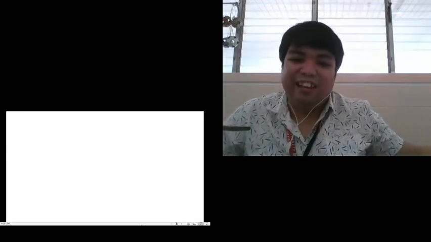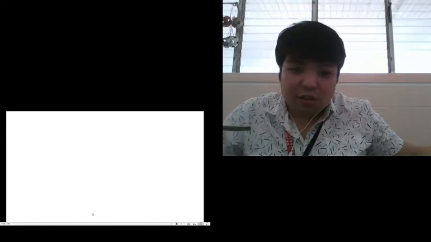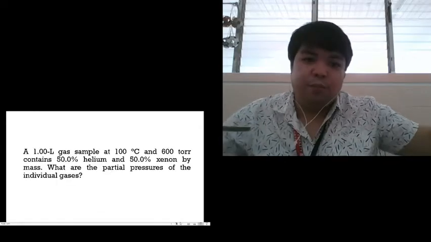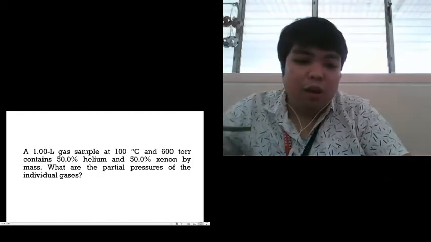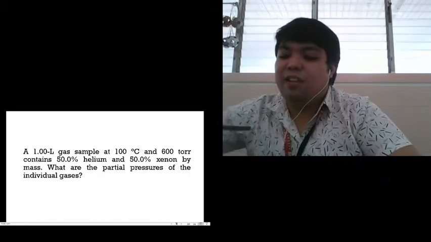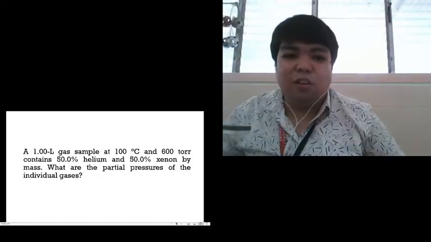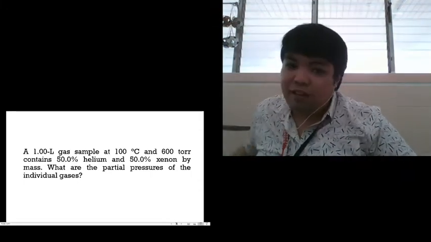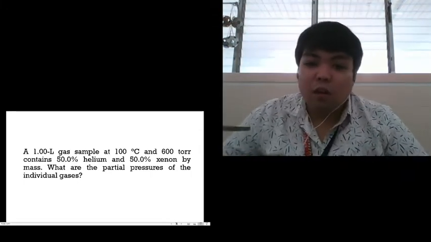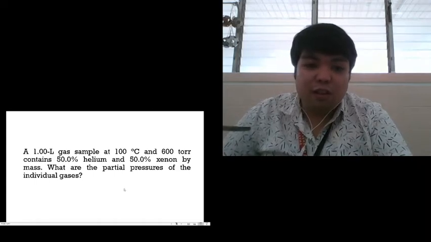So, good morning everyone. Today we'll try to answer some problem solving on gases that I showed in my previous slides. So, to start, let's try answering this one. We have a 1 liter gas sample at 100 degrees centigrade and 600 torr that contains 50% helium and 50% xenon by mass. What are the partial pressures of the individual gases?